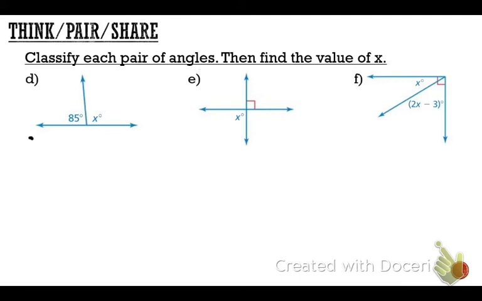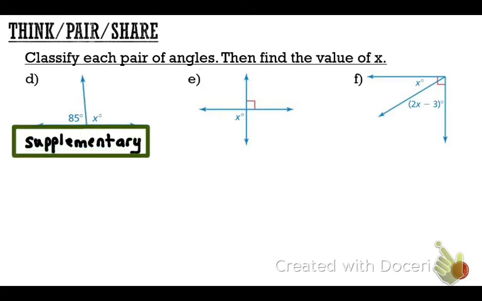Supplementary. What makes you think that this is supplementary? Either one of you, go ahead. Because that is two angles on the same line, whose sum is 180 degrees. Okay? For me, when I think about supplementary, I like to think it's got a straight line. And you're right. Those do equal up to 180 degrees, which is going to be helpful to us here in just a minute.